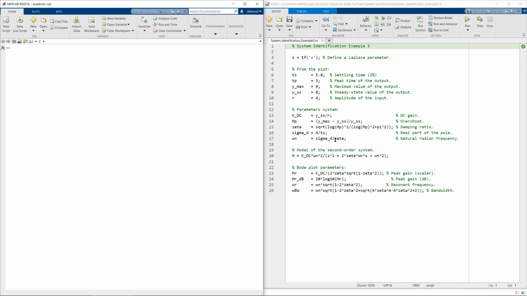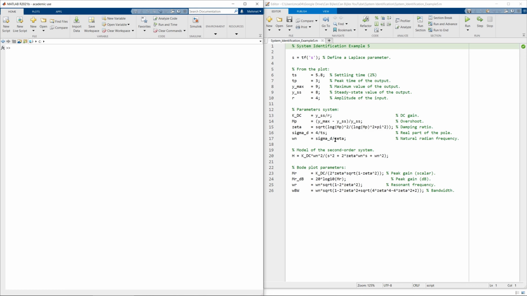Now this is the model I have then used to determine the transfer function of the system. And the Bode plot parameters can then be calculated using these formulas. I have then used this also in a discussion of the Bode plot. So this is the resonant frequency, the peak value. This is the peak value in dBs, or peak gain. This is the resonant frequency, and this is the bandwidth of our system.